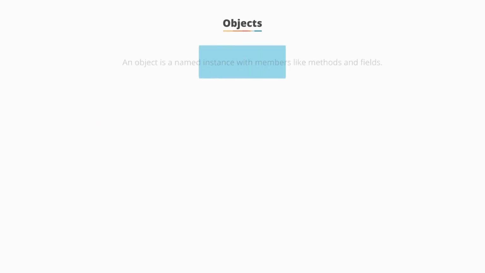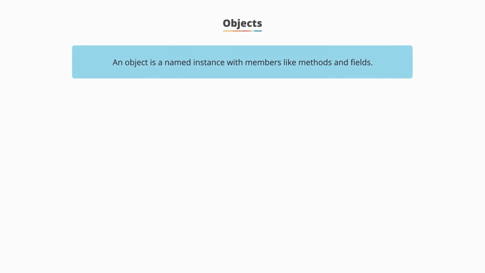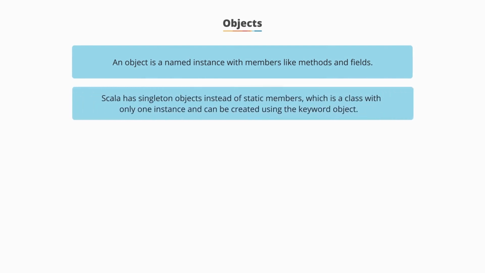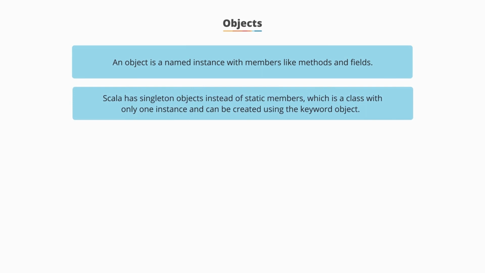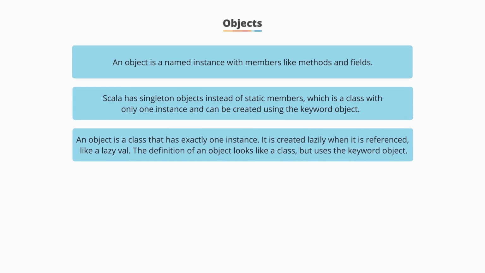Objects. An object is a named instance with members like methods and fields. Scala has singleton objects instead of static members, which is a class with only one instance and can be created using the keyword object. An object is a class that has exactly one instance. It is created lazily when it is referenced, like a lazy val. An object is a value.